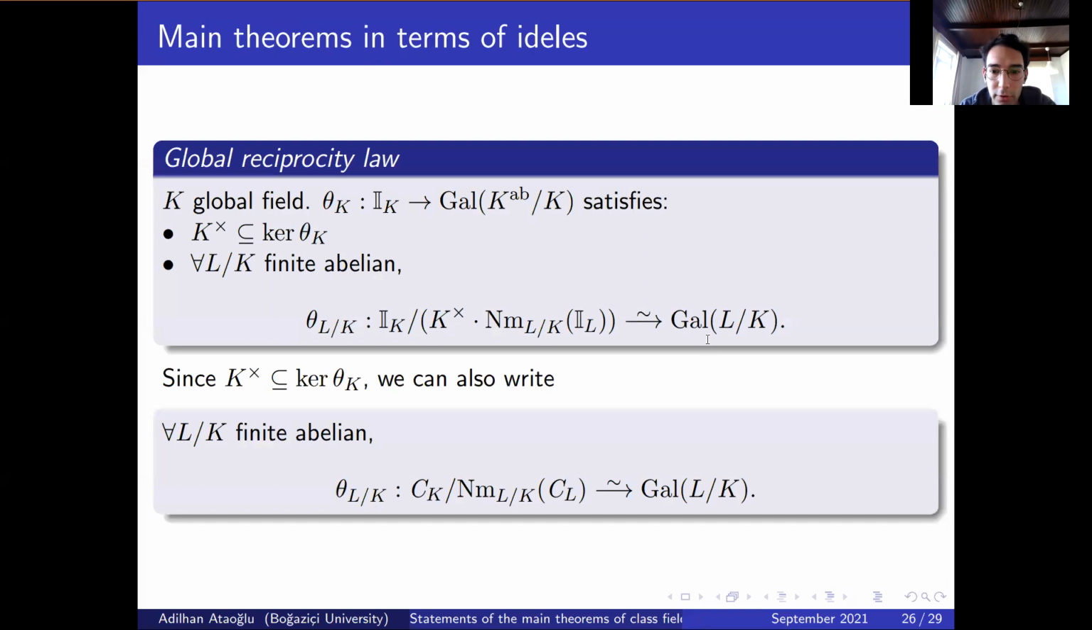And now the main theorems for the idele-theoretic part. The first main theorem is the global reciprocity law. It says that for K a global field, the global Artin map satisfies these two conditions. The first one says that K star is in the kernel of the global Artin map, and the second one says that for any finite abelian extension L over K, the global Artin map induces this isomorphism. Now, again, on the left-hand side, we have information about the arithmetic of K, and on the right-hand side, we have information about the extension of K. Now, by taking the quotient by K star, we rephrase this isomorphism in terms of the idele class groups.